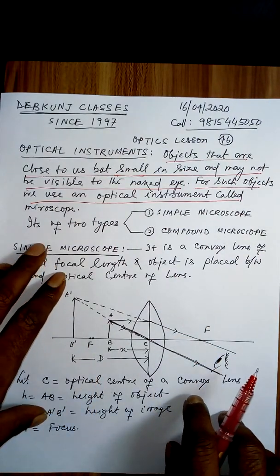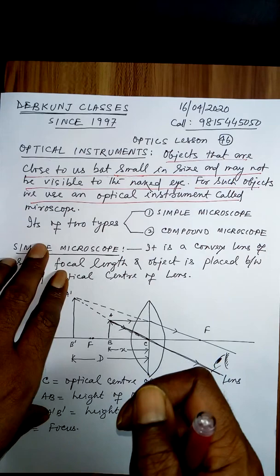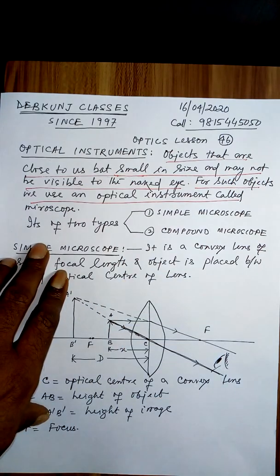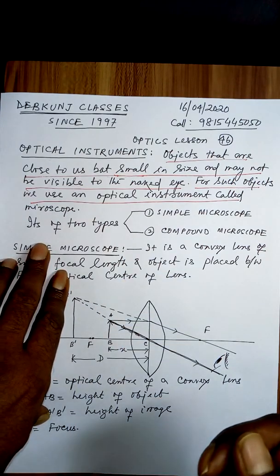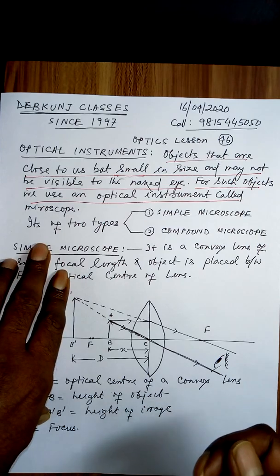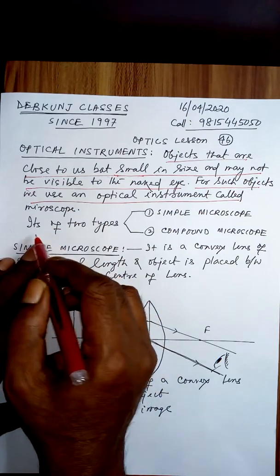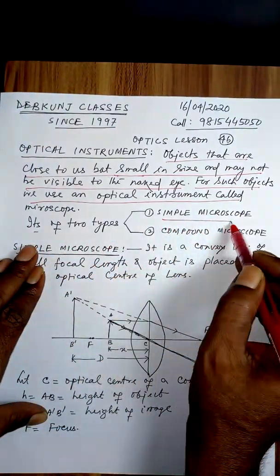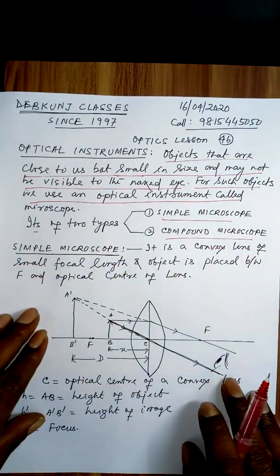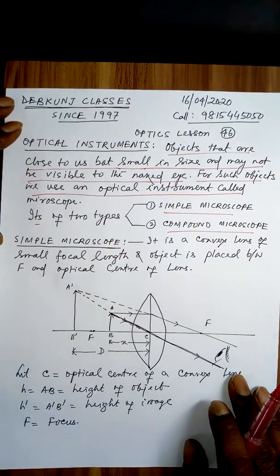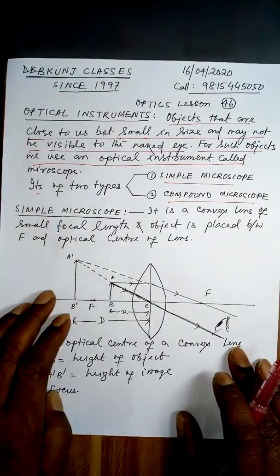For example, if you just take an ordinary convex lens and start reading your newspaper, you hold the lens very close to the newspaper, and that lens is called a simple microscope. It is of two types, simple microscope and compound microscope. Let us do the theory part of simple microscope.